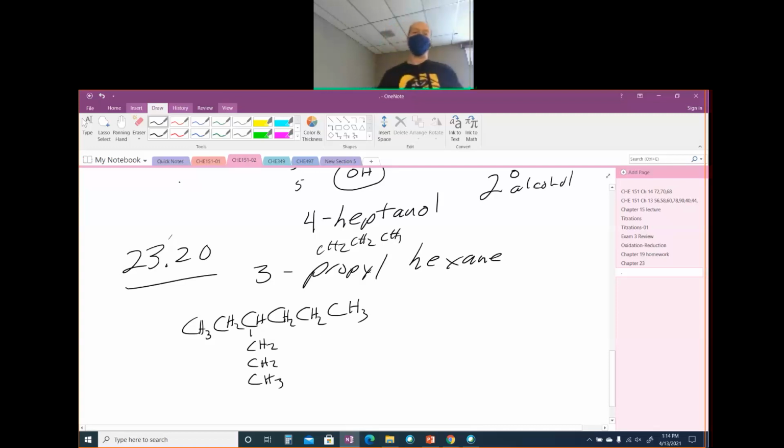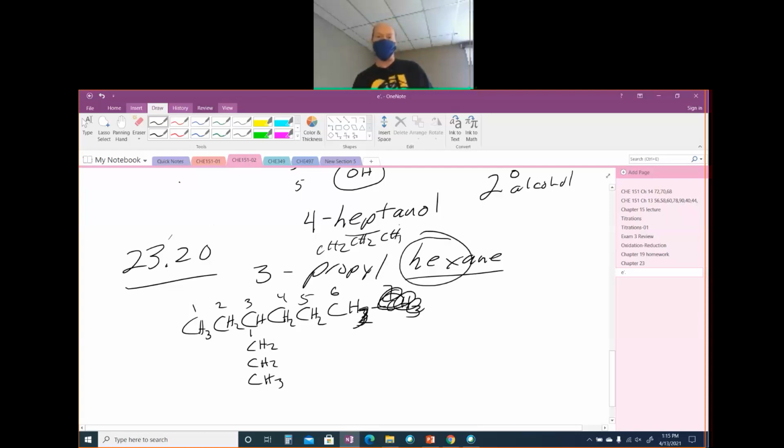So the question is, is this the correct name? The answer is no, because you give the longest carbon chain. The longest carbon chain is not 6. If you go 1, 2, 3, 4, 5, 6, 7. I don't know why I'm doing heptane. Six is hexane. Heptane is up here. Hexane is right here. So 6 carbons, right?